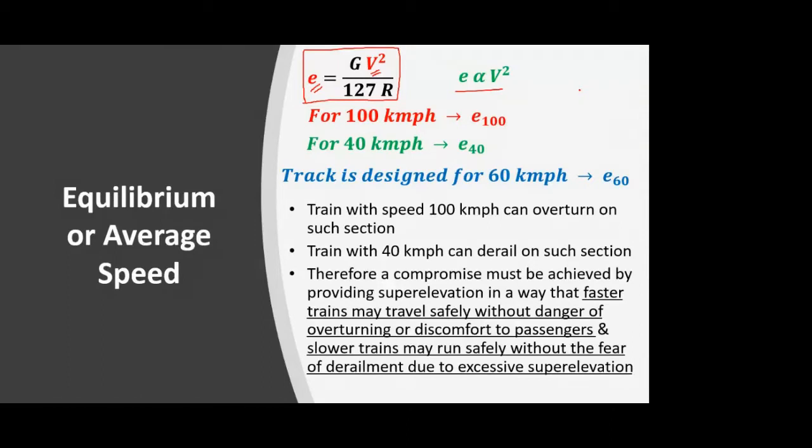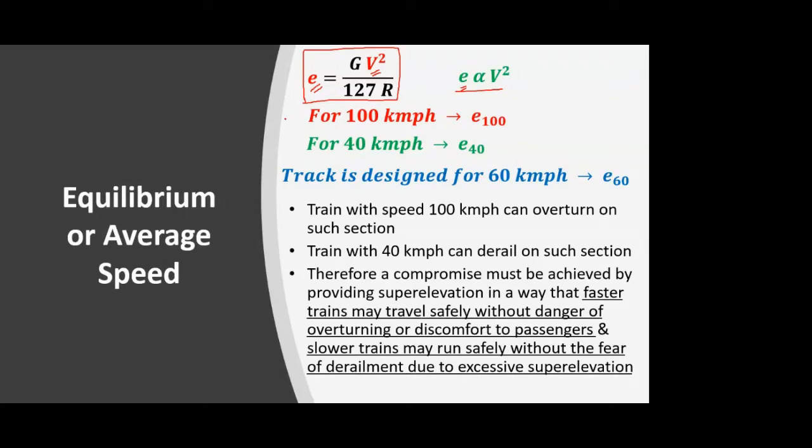So if you increase the speed by even a small amount, by as small as 10 kmph or 20 kmph, the square will increase the proportionality, and that will result in a much larger superelevation.